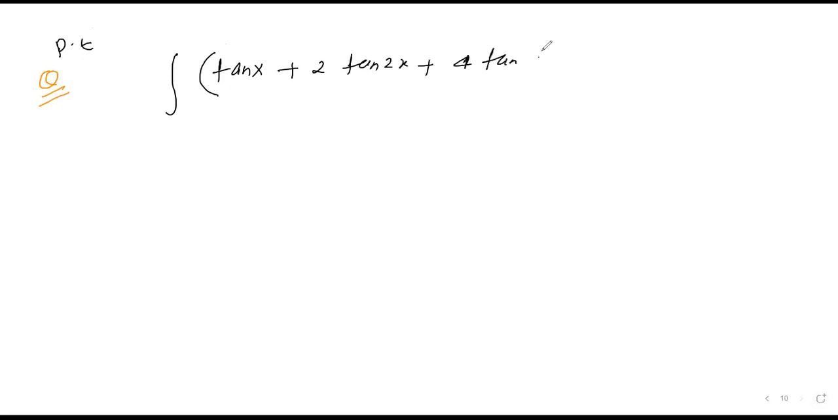Now let's see another new problem framed by me. Basically in this problem you have to prove that the integral of tan x plus 2 tan 2x plus 4 tan 4x plus 8 cot 8x dx equals ln modulus sin x plus c.